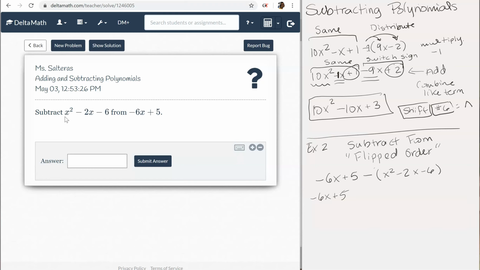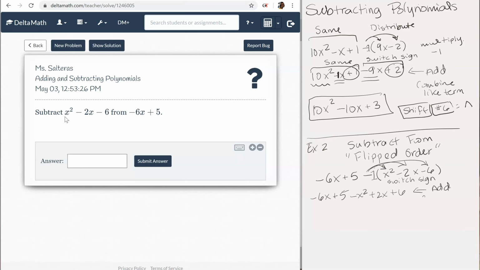And the second part here, we're going to go ahead and distribute that negative sign, which is really -1. All that really means is that we're going to switch signs. So switch signs of this second set of polynomials. So this positive x squared becomes negative x squared. This negative 2x becomes positive 2x. And this negative 6 becomes a positive 6. All right. And then from here, you're going to add polynomials.